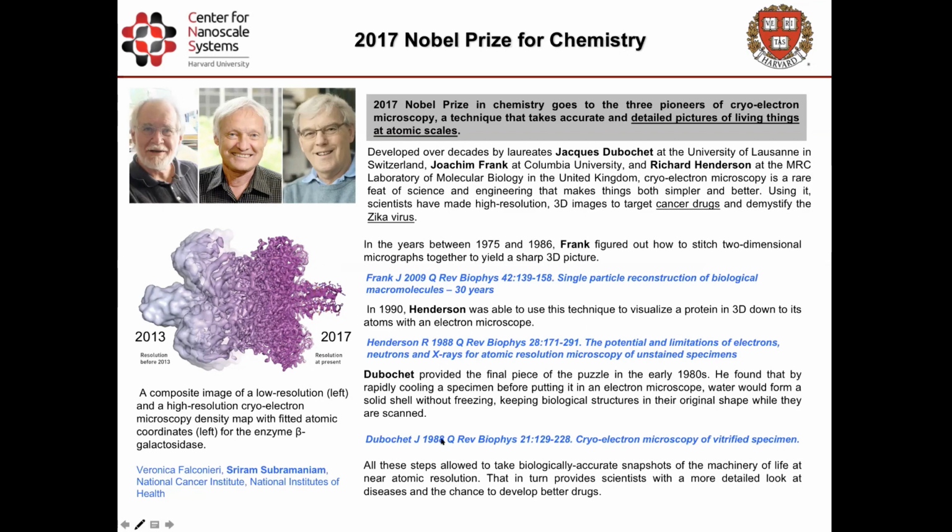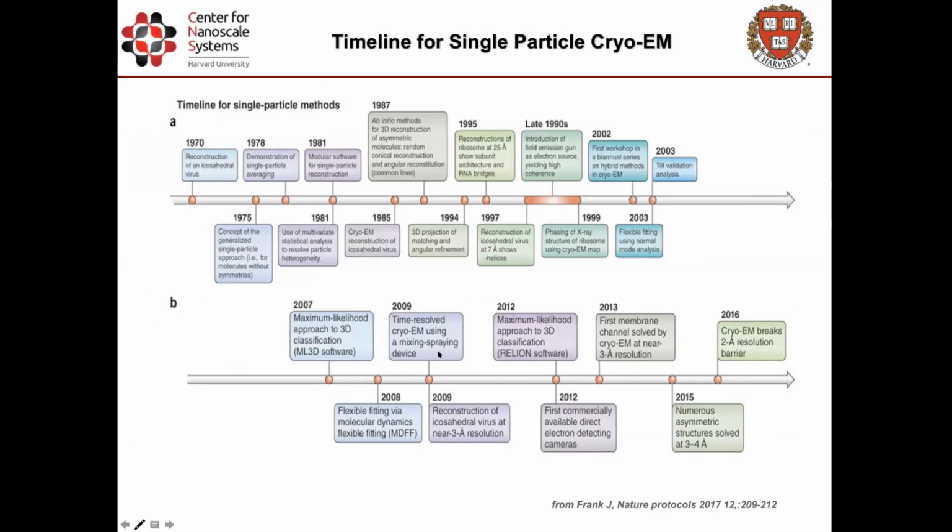Here are the main papers from all three Nobel laureates describing their work, if you are interested. And this is a timeline of how single particle cryo-EM advanced to atomic resolution, by Joachim Frank. And here, it of course didn't take only 5 years. It shows the main steps. One was the introduction of the field emission gun, and the second was the introduction of direct electron detectors.